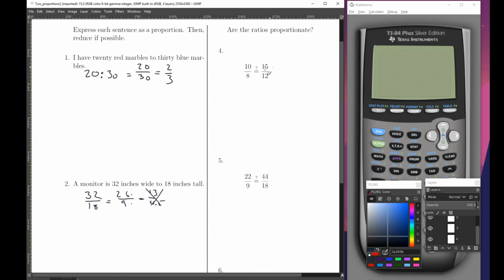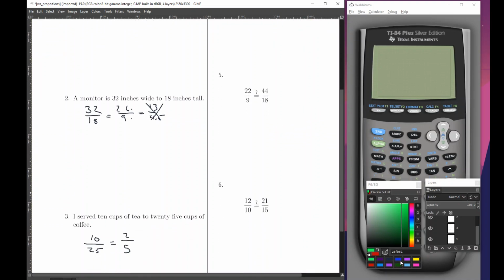Are these ratios proportionate? Well, let's cross multiply. 8 times 15 is 80 plus 40 is 120. And then we've got to do 10 times 12, which is 120. So the answer is yes.